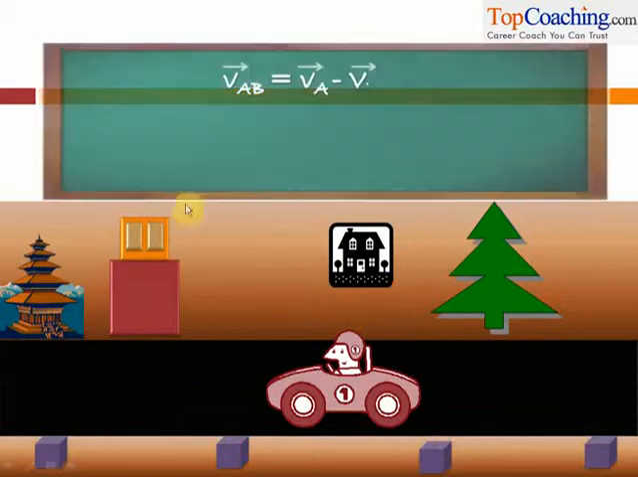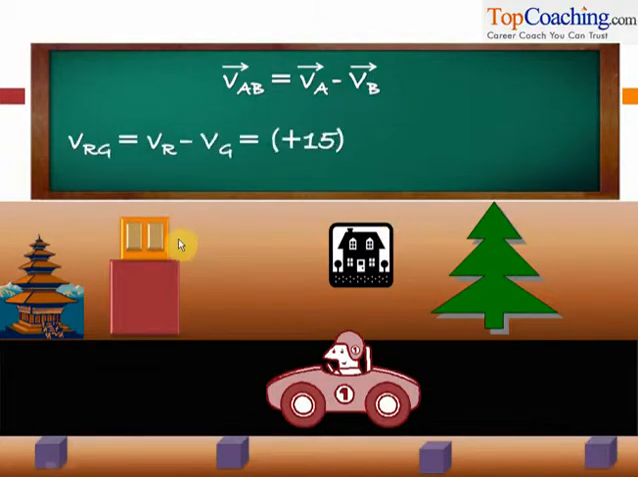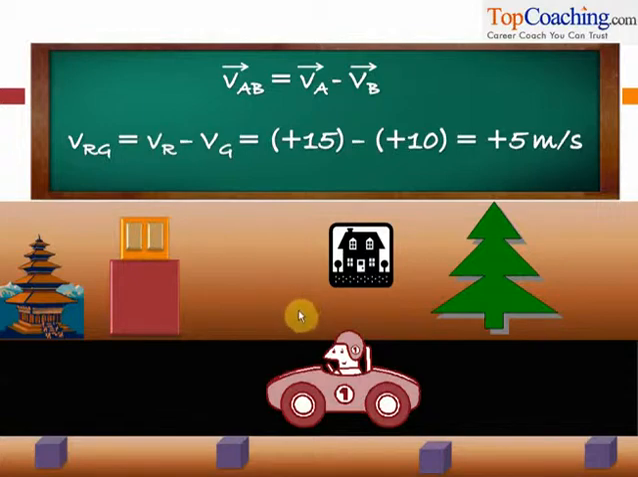In fact, in general, you can say that the velocity of A with respect to B is velocity of A minus velocity of B, isn't it? After all, that's what relative velocity means, velocity of A with respect to B. So in this case, velocity of the red car with respect to the green car. The red car is moving with 15 meters per second and the green car is moving at 10 meters per second. So the velocity of the red car with respect to the green car is velocity of red car minus velocity of green car, that is plus 15 minus plus 10 or plus 5 meters per second.